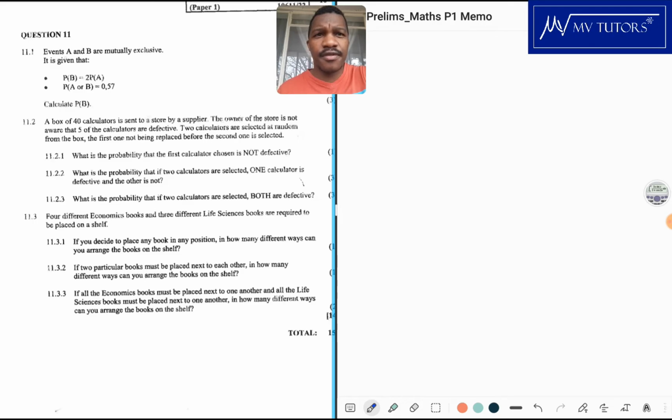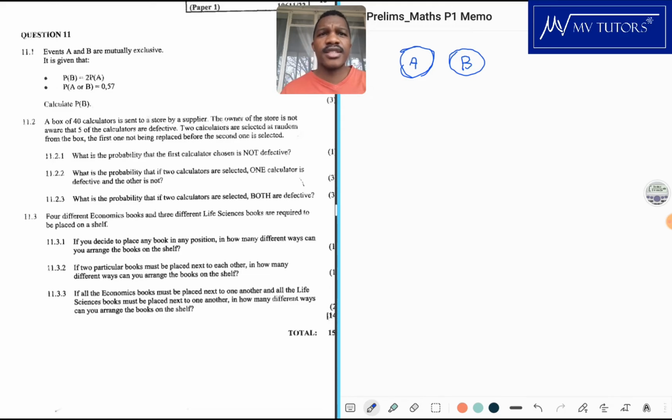So it says events A and B are mutually exclusive. What does that mean? It means that they are like this. Okay, if I'm to draw their Venn diagram, so to speak, they're like this, mutually exclusive. They don't meet anywhere. Okay, so that's event A and that's event B. Oh, my A needs a dash.